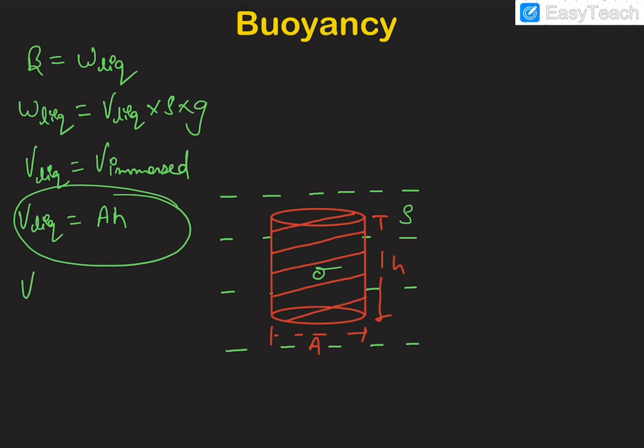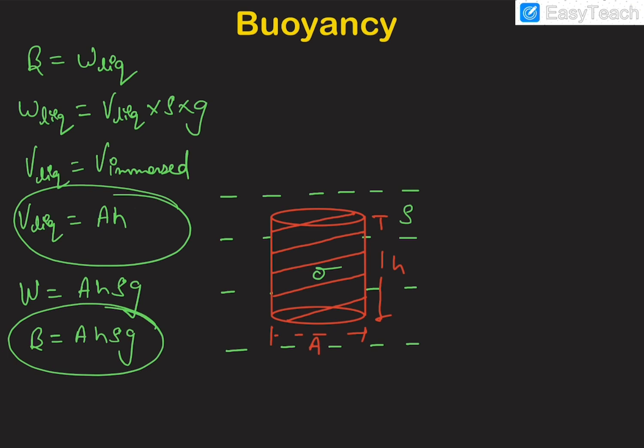So weight of liquid displaced, W, will be equal to A h rho g, and this weight of liquid displaced is called the buoyancy. This is the buoyancy, and the general formula of the buoyancy is equal to volume of solid immersed into density of liquid into g. This is the general formula of buoyancy. Now let us discuss another form of buoyancy.